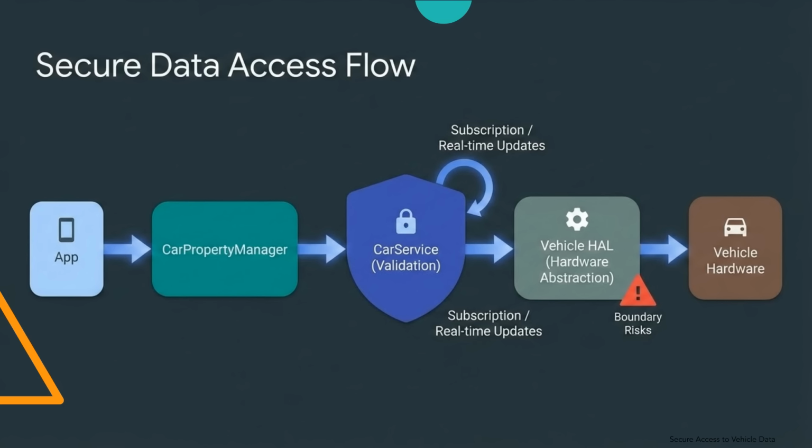We will understand how vehicle properties are defined, how applications use Car Property Manager to request data, and how Car Service validates every request before allowing access. We will also examine subscription mechanisms, real-time data updates, and finally, analyze risks introduced at the vehicle HAL boundary. This lecture builds a complete mental model of secure data access from app to vehicle hardware.